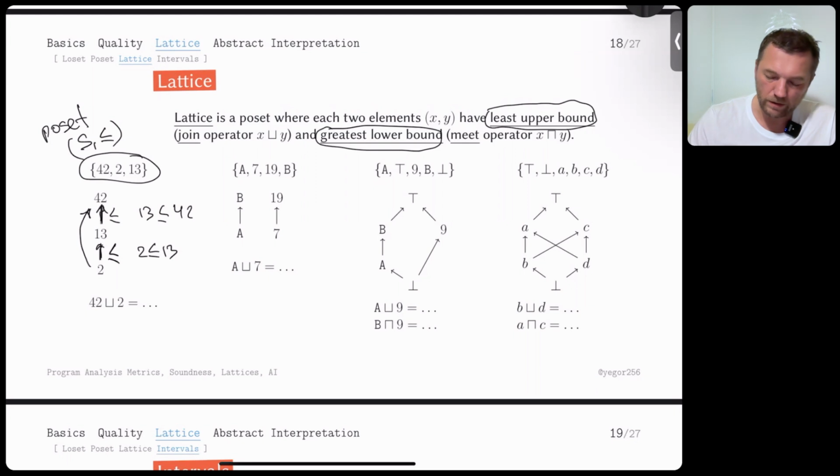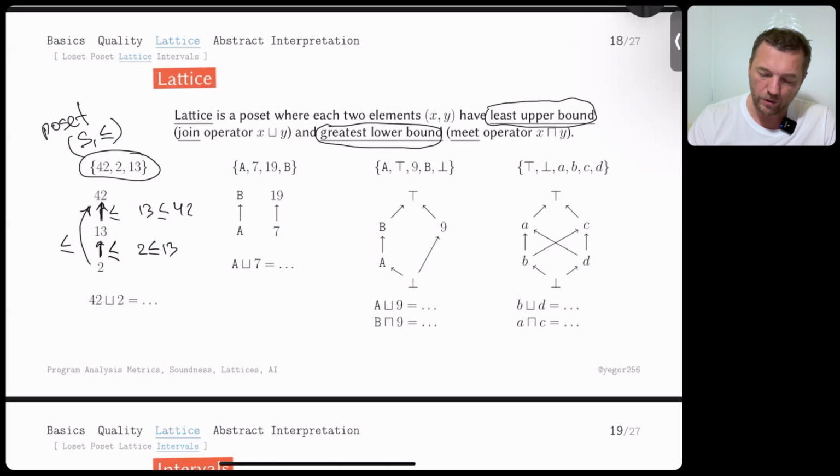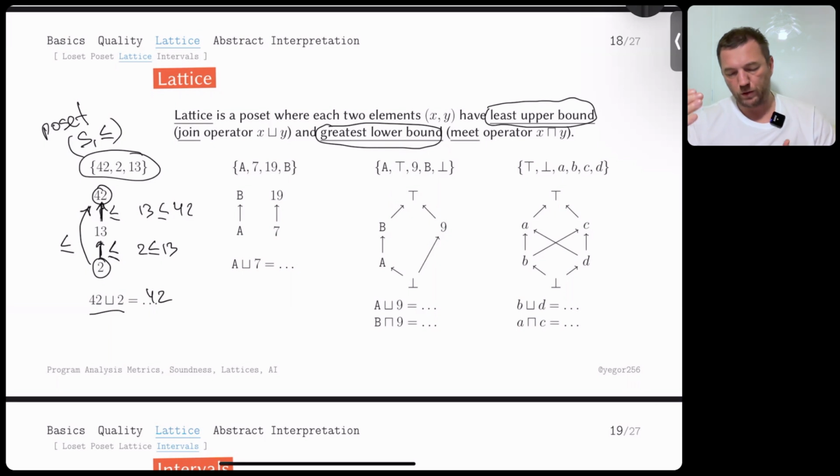Like this. I just didn't draw this line by mistake. So in order to say what the least upper bound is between any two elements, it means that we take any two elements. For example, let's take element 2 and element 42. So what is the least upper bound of 42 and 2? It is defined by this operator. So between these two numbers, which one of them is the lowest possible bound to both of them? It's 42. That's clear here because there are just two numbers, so it's easy to understand. It's trivial.